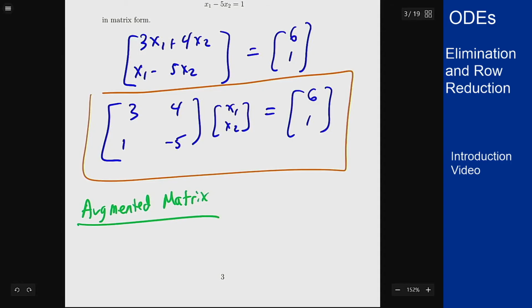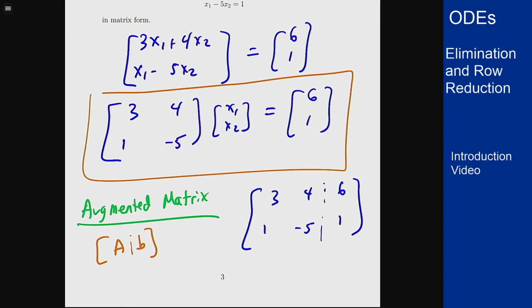For the problem here, it's the matrix 3, 4, 1, minus 5, and then you tack on to the right side the 6 and 1 from the right side of the equation. You can put that dash line in there to separate them, or you can leave it off. Either way is fine. It's nice to have it there to sort of show how it comes from the equations in the first place. So this augmented matrix here, you also see this written in the form A for the big matrix, and then B for the vector on the right-hand side, contains all the information from this problem.